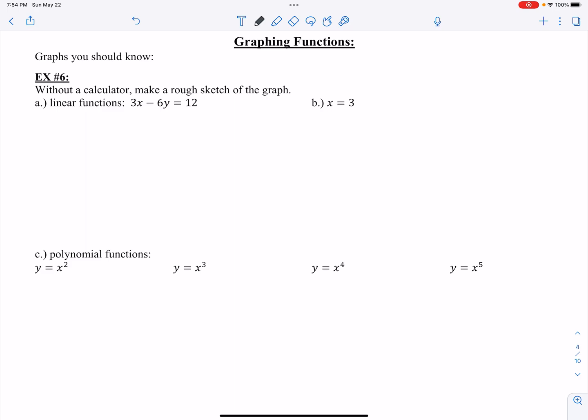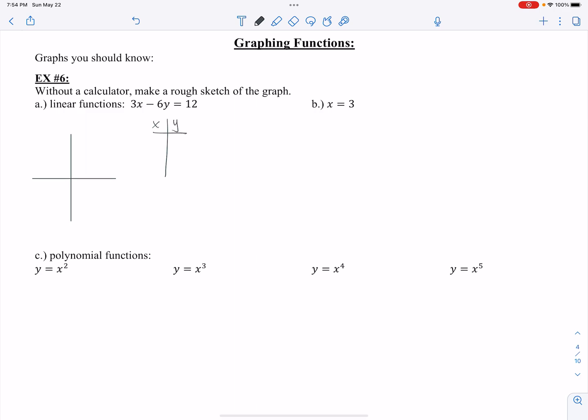This is clearly a linear function, and to graph or sketch a rough graph, I could solve this for y. Subtract 3x over, divide by -6, and I can find the slope and the y-intercept and do a sketch from that. But honestly, if I was given this graph, I probably wouldn't bother finding the slope and the y-intercept because it's really set up nicely to use the x and y-intercepts.